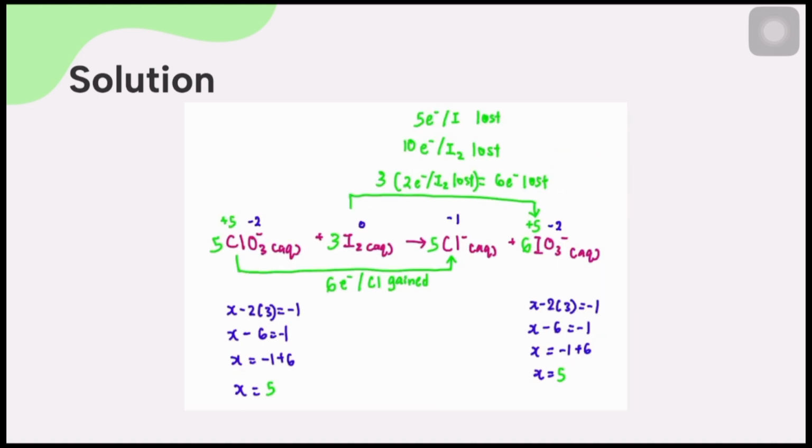The special thing about this question is that there are 2 molecules of iodine, so we need to multiply the 5 electrons lost for 1 molecule of iodine by 2, which results in 10 electrons lost for iodine. Then we use the number that will equalize the electrons gained or lost in the reaction as the coefficient. Finally, we can check if the elements on the left side are equal to the right.